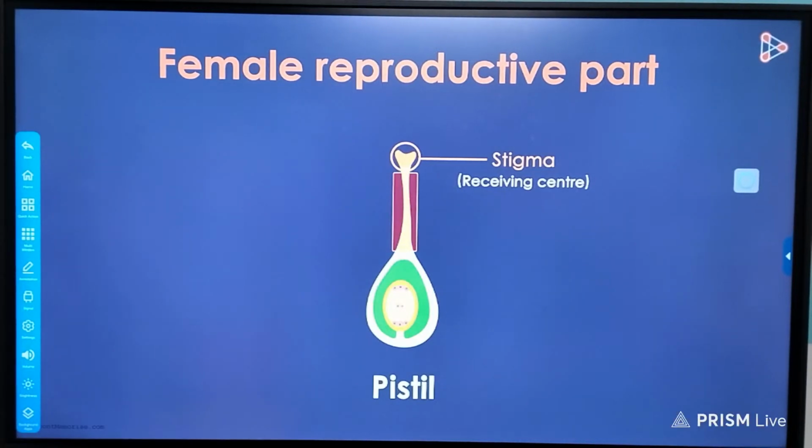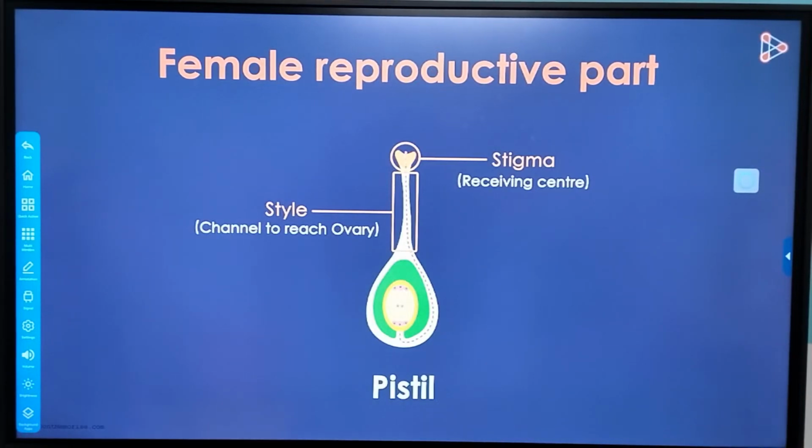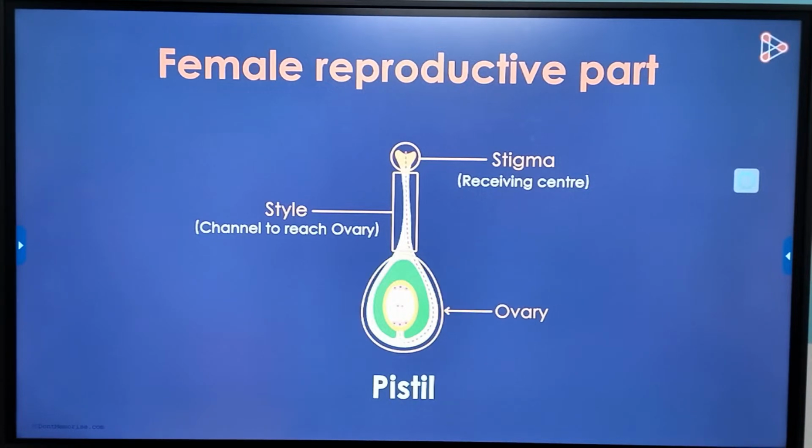Now this slender tube-like structure is known as the style. What do you think will this be useful for? Well, it acts as a channel for the male gametes to reach the ovary. Yes, it's like a bridge that helps to carry the pollen tube, which is a tube containing the male gametes. It leads to the ovary where the egg cell is present.